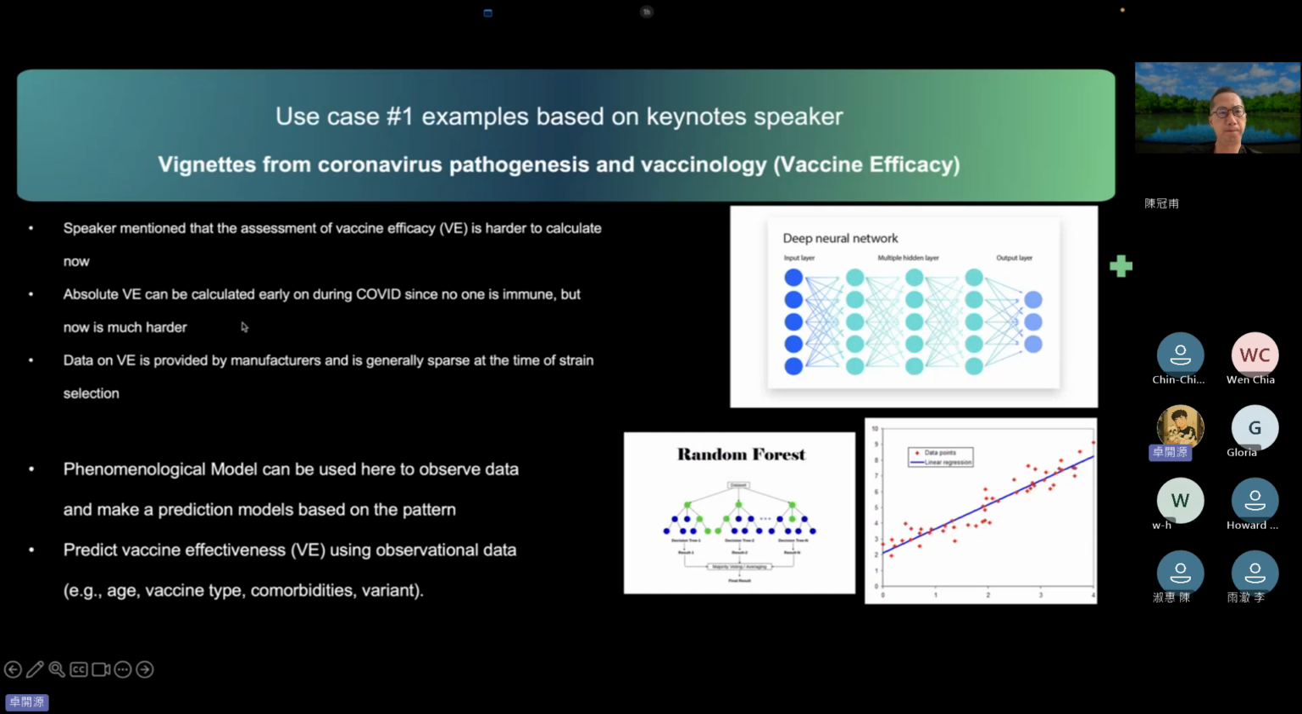So it's much harder now to calculate how the vaccine efficacy works. Using a phenomenological model, we can observe the data and make predictions based on the patterns that we find throughout the data. This data can be of age, vaccine type, comorbidities, and variants as well.